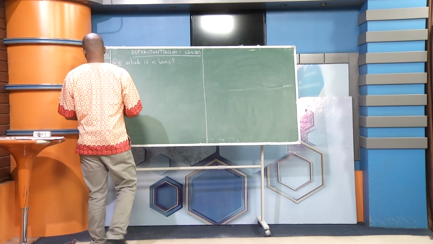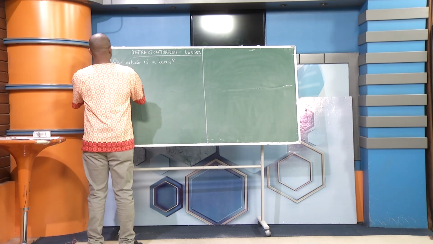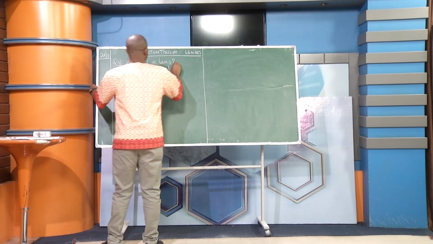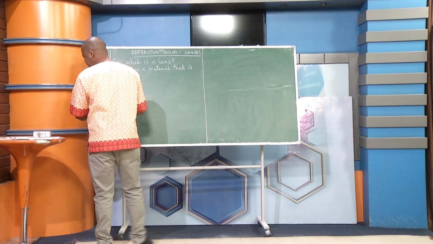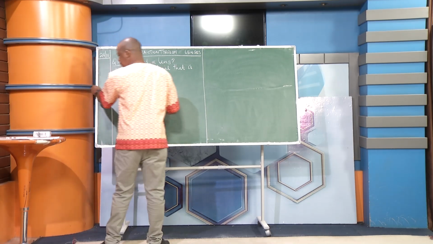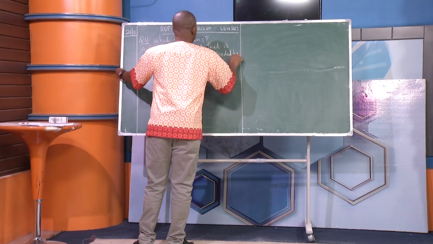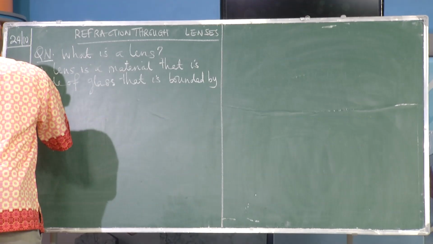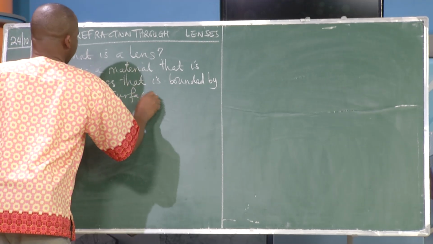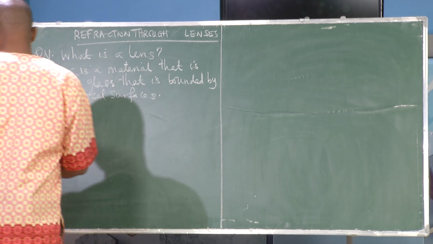What is a lens? And we want to say that a lens is a material that is made of glass, bounded by two spherical surfaces.